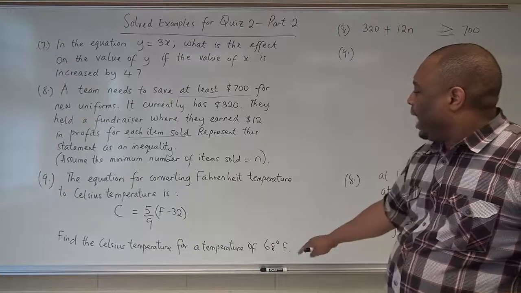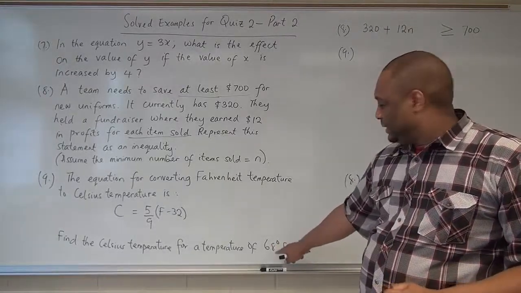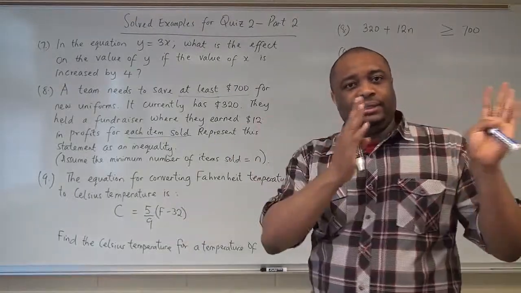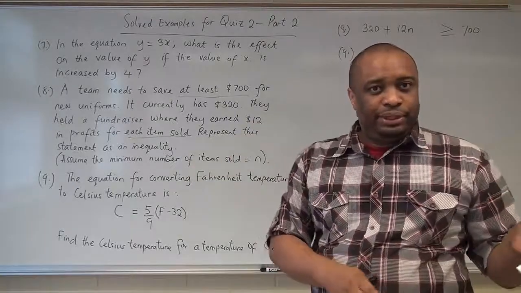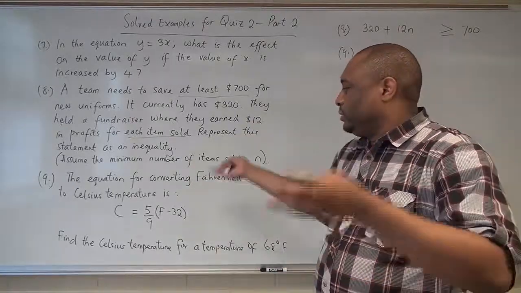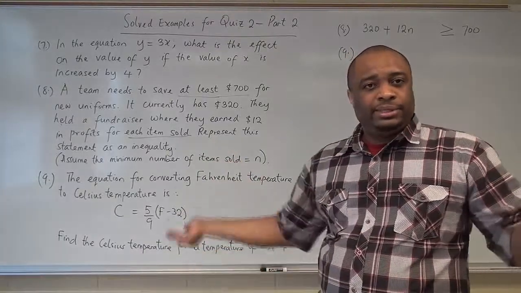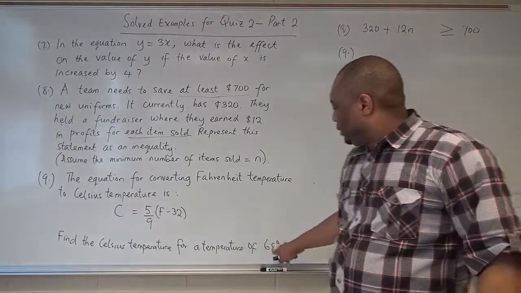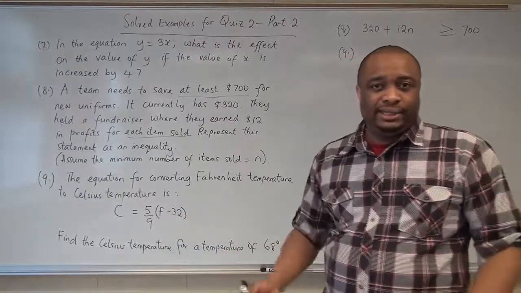Now, they gave us the Fahrenheit temperature, 68 degrees. And they gave us the equation for converting Fahrenheit temperature to Celsius temperature. So all we need to do is to substitute, evaluate that. Substitute the value of F. Substitute 68 for F. And then find C.